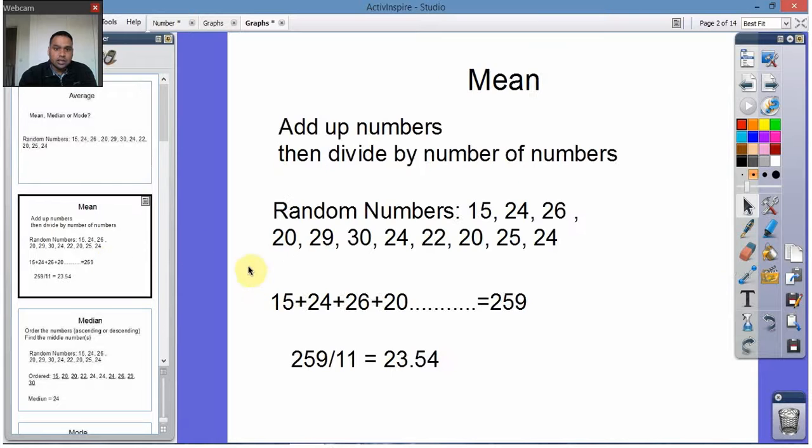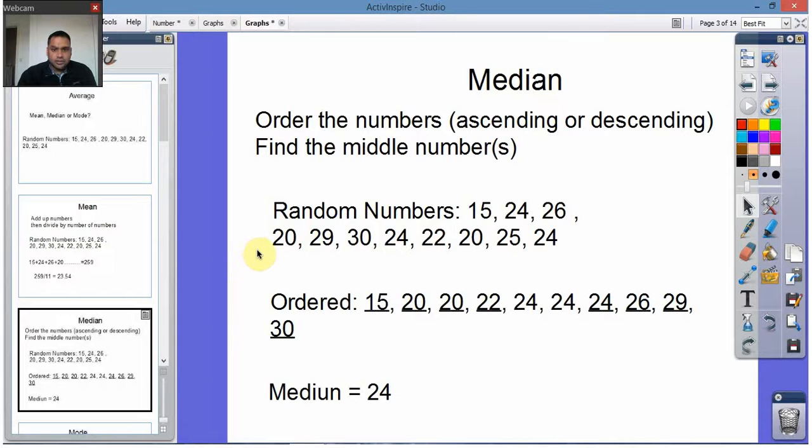selected. So to work out the mean, we add up the numbers and then we divide by the number of numbers. So we're going to add up 15, 24, 26, etc. If you add them all up, you get 259. Now there should be 11 numbers: 1, 2, 3, 4, 5, 6, 7, 8, 9, 10, 11. 259 divided by 11 gives 23.54, which is the mean. So the mean of these numbers is 23.54.